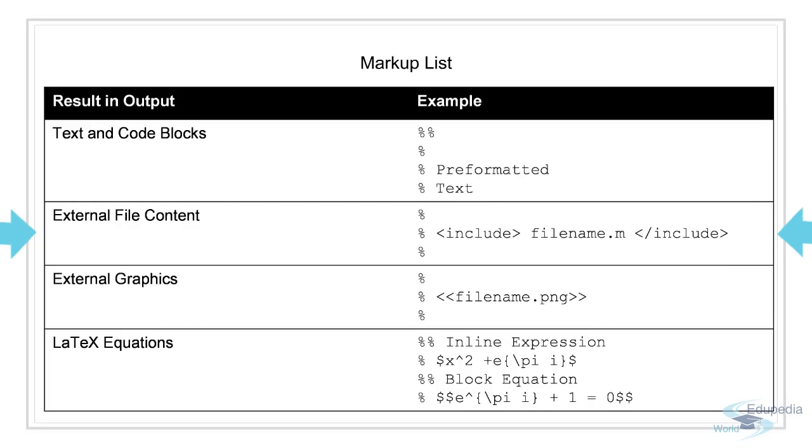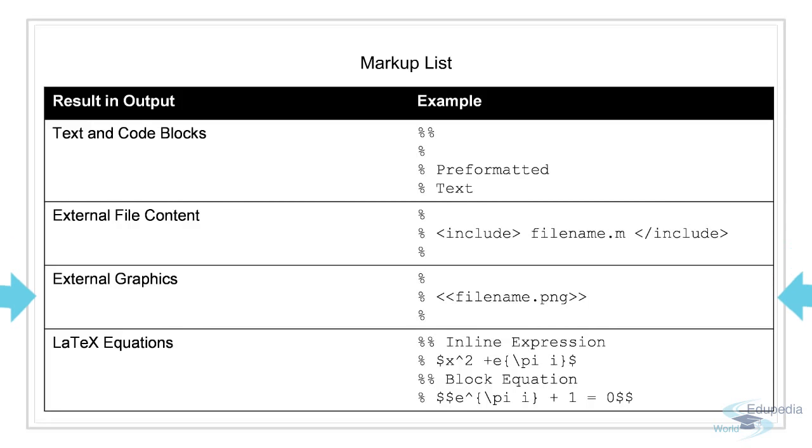Then we have external file content. If we want to include the content from an external file, we use the include markup. This include markup is followed by the file name, and it is followed by a closing of the include markup.